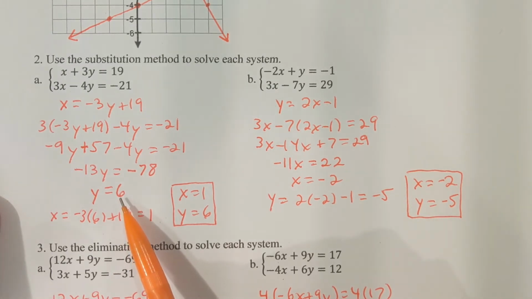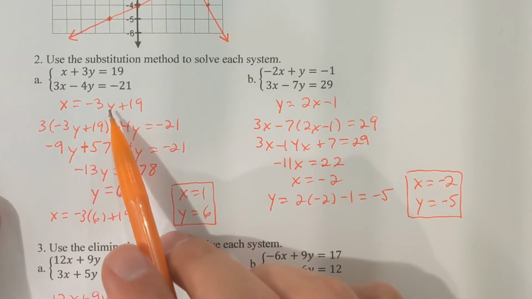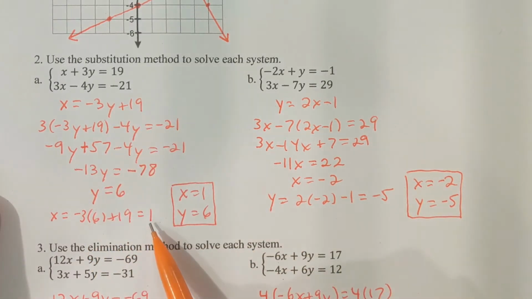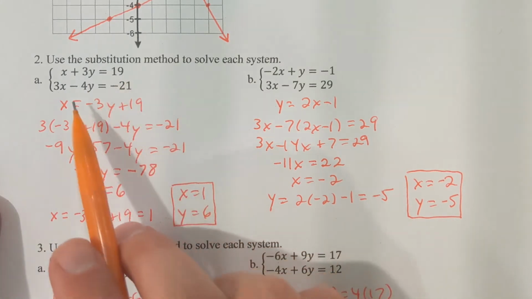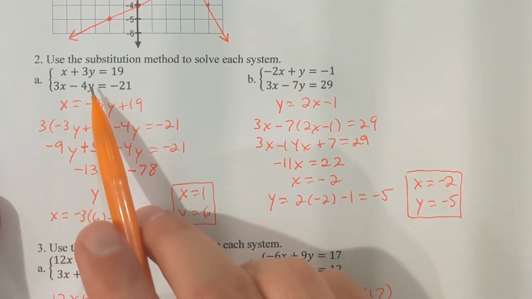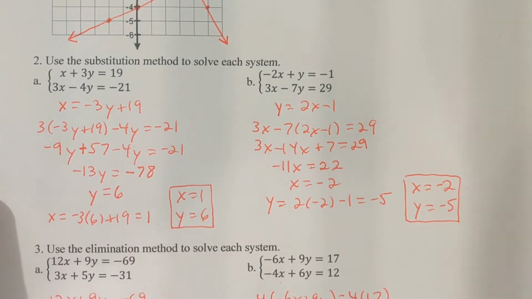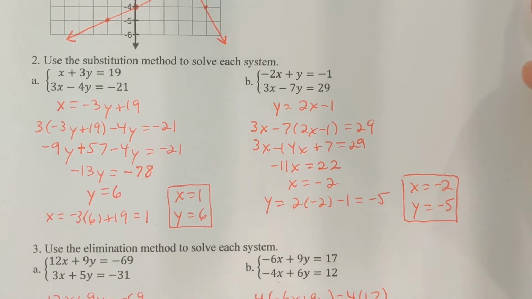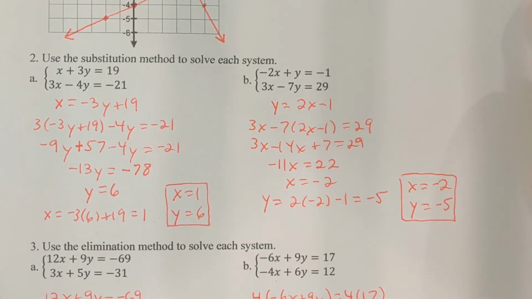Knowing that y is 6 means that I can plug that back into my substitution equation to get x. So I've done that. -18 plus 19 is 1. So it looks like x is 1 and y is 6. I can check that. 1 plus 18 is 19. That's true. And then 3 minus 24 is -21. That's also true. It's a good idea to check your answers if you're unsure, or just to double check to make sure that they are correct.